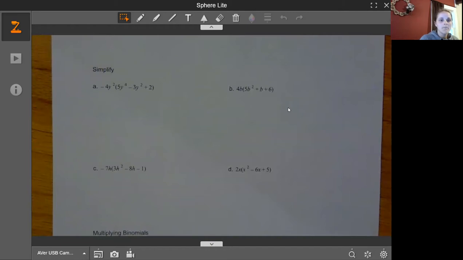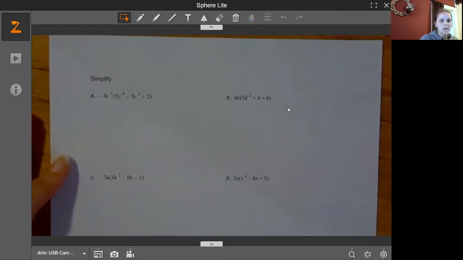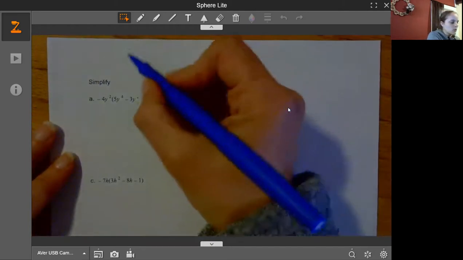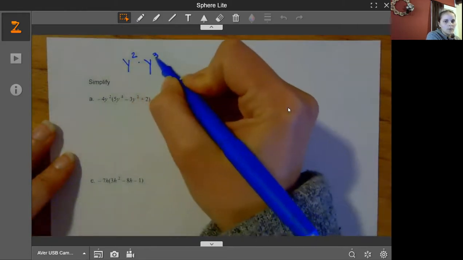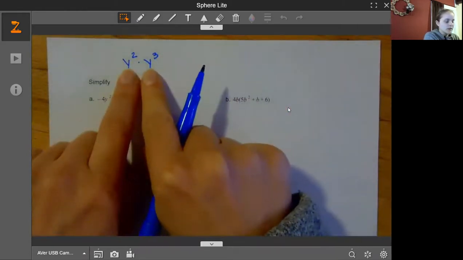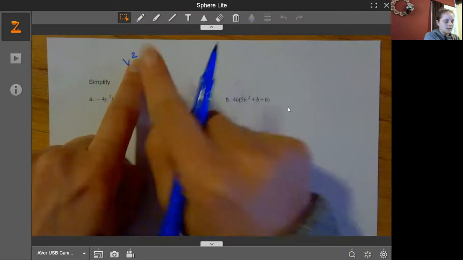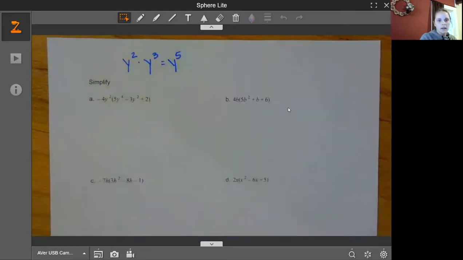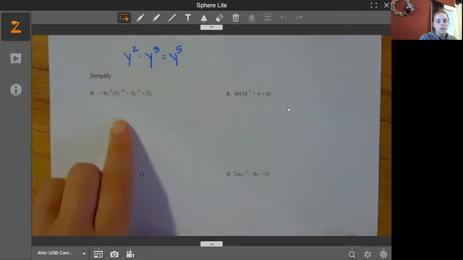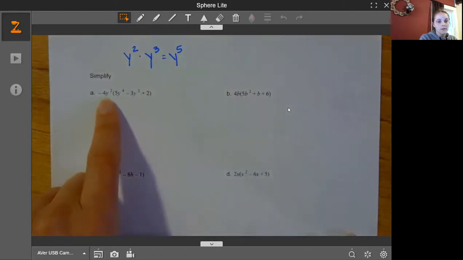Today we're going to work on multiplying. So you need to remember your exponent rules. If I were to multiply y squared times y cubed, remember when you're multiplying with the same base, you add the exponents. So this would be y to the fifth. Okay?